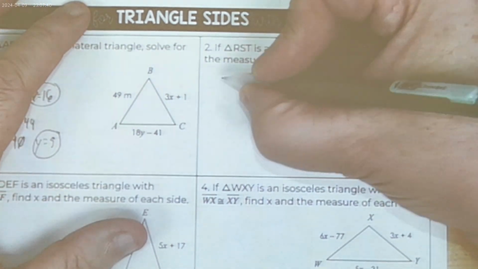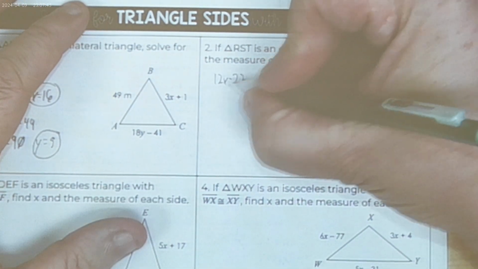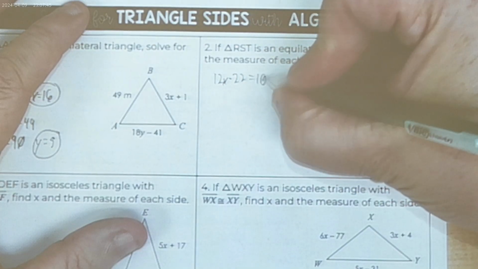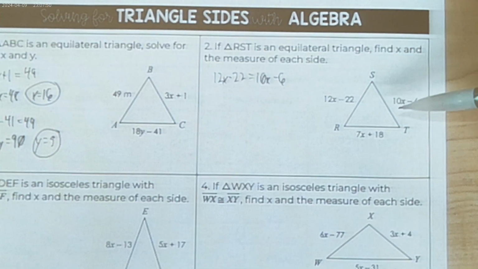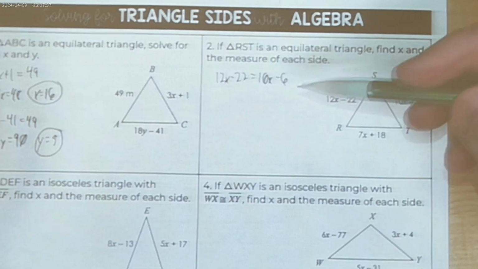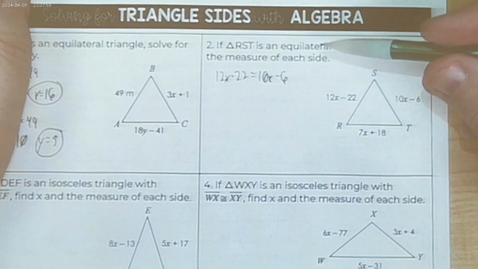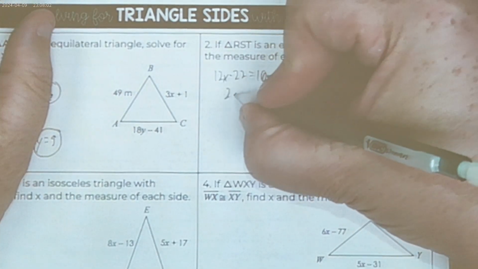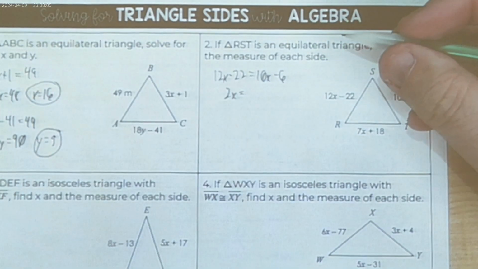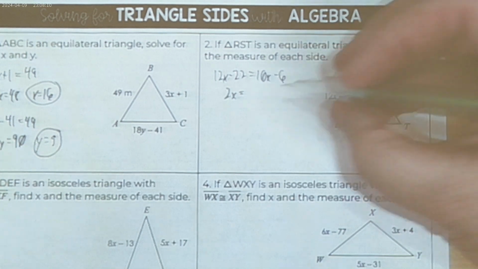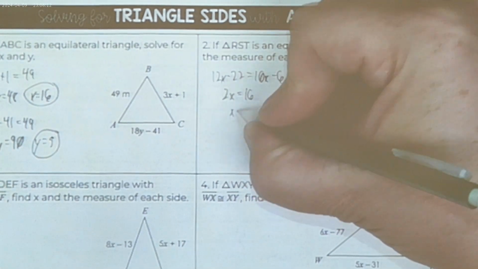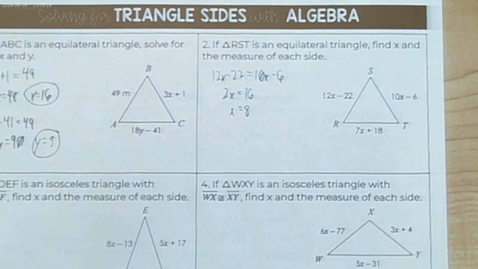So I'm going to set 12x minus 22 equal to 10x minus 6. Because it's an equilateral triangle, I know that I can do this. I know that 12x minus 22 equals 10x minus 6. Now what I'm going to do is take 10x from both sides and add 22 to both sides. And that's going to give me 2x equals negative 6 plus 22 equals 16. So x equals 8. So I'm done, right?